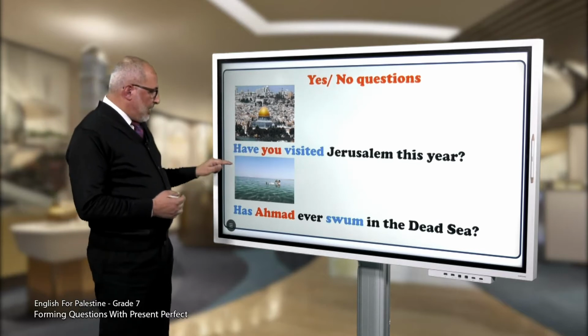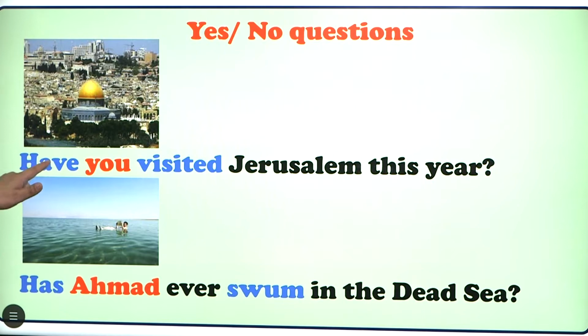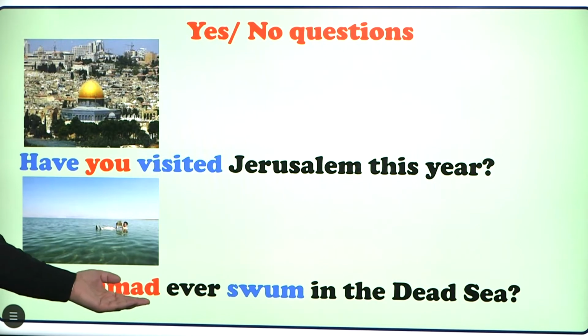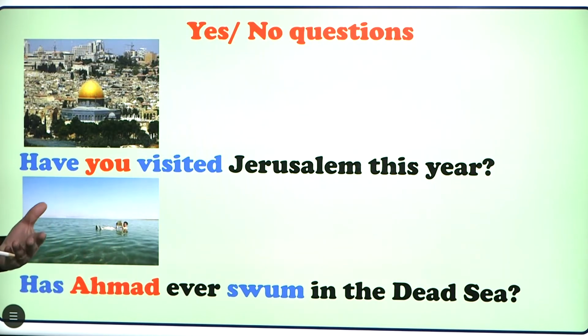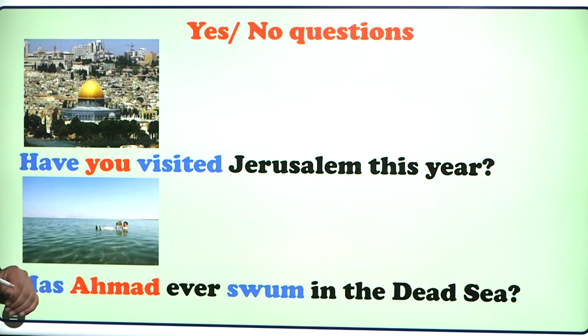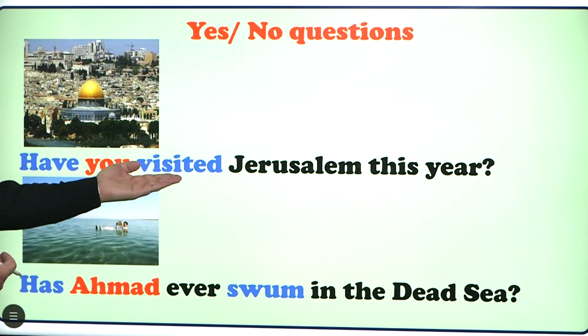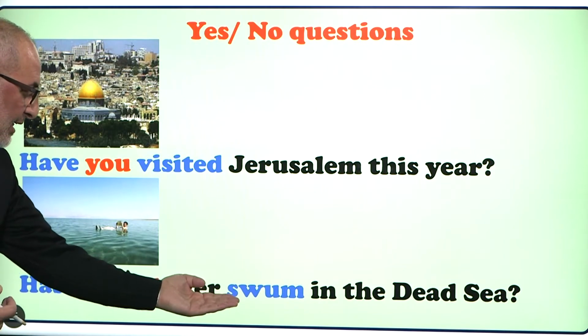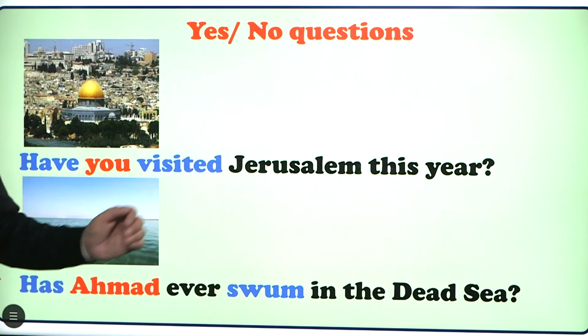Look at the structure of the question. If you notice here, we start with the auxiliary have or has: have with the plural subject or with you, we, and they, and has with a singular subject or with he, she, or it. So we start with have or has, then the subject, and the subject here is you, and here is Ahmed, and then the past participle of the verb. Here in this example it is visited, and in this example it is swum, and then we complete the sentence.